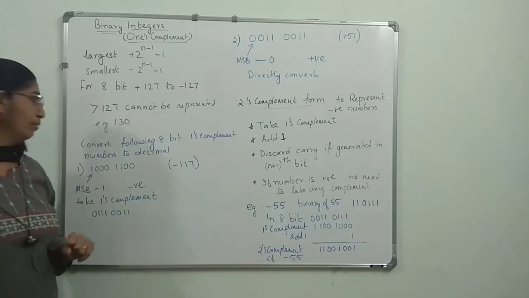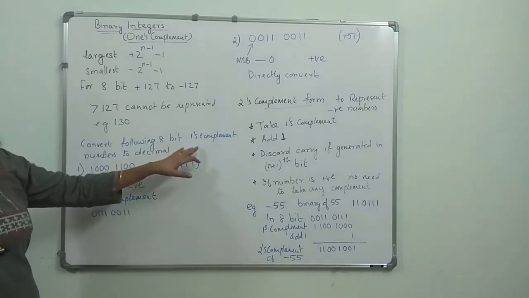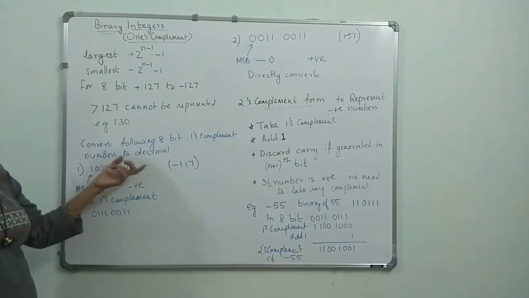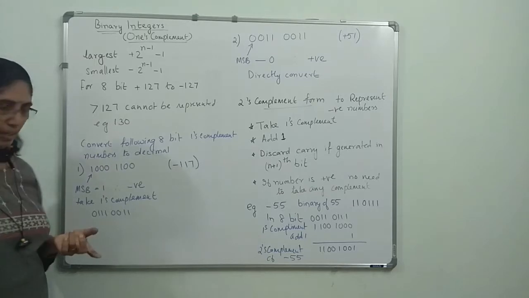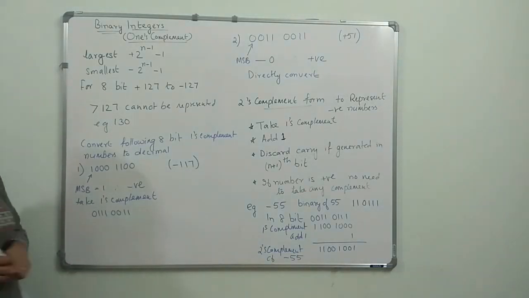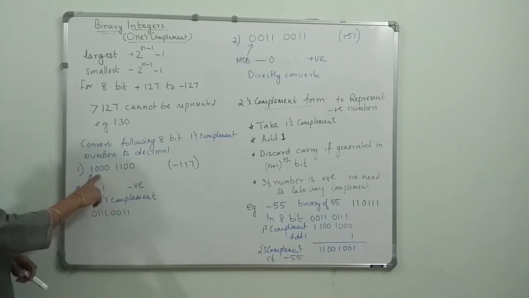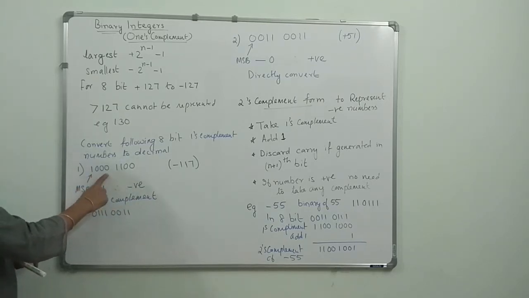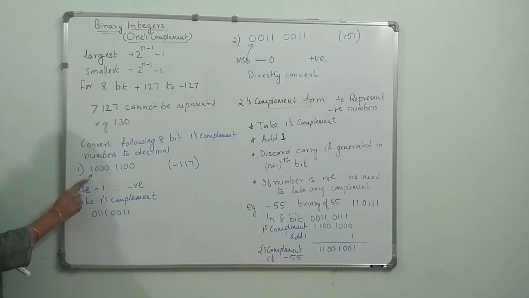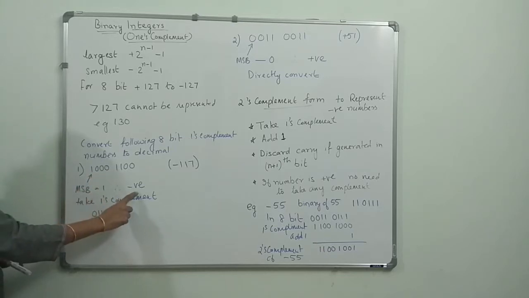Now let us see how to convert. If you are given a ones complement form of a number, how to convert it into decimal. This is the number given to you, an 8-bit number in the ones complement form. You are asked to convert it into its decimal form. So you have to look at the sign bit. This is the most significant bit. The most significant bit is 1. That means it is indicating the number is negative.